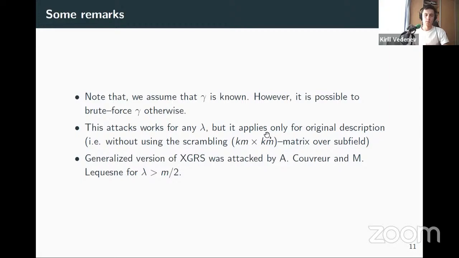However, a generalized version of XJRS was constructed and attacked by Kirill and Lekane, and it required that lambda is greater than m divided by 2.